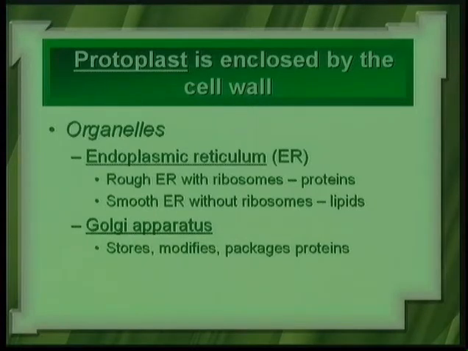Because sometimes one cell can make a product, and then it is actually translocated or moved to another part of the plant. Just like in our bodies, with our hormones, etc. Plants have hormones too.